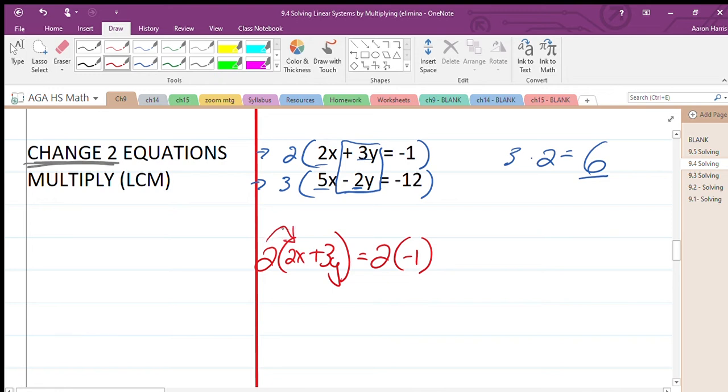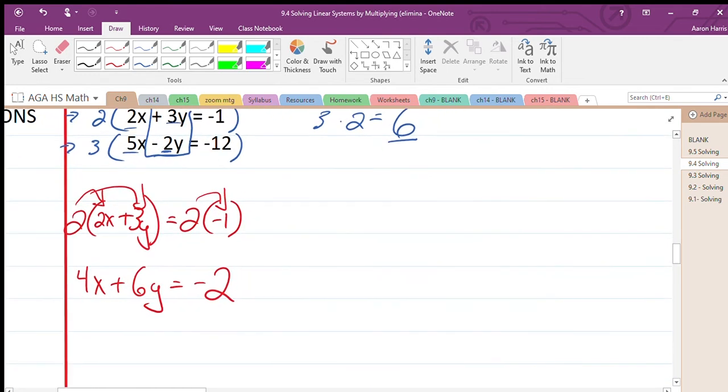I'm going to distribute this in and put this together. So 2 times 2 is what? 4x. 2 times 3 is what? 6y. 2 times negative 1, negative 2. So 4x plus 6y is equal to negative 2 is exactly the same as saying 2x plus 3y is equal to negative 1. Okay? So now let's go over here.